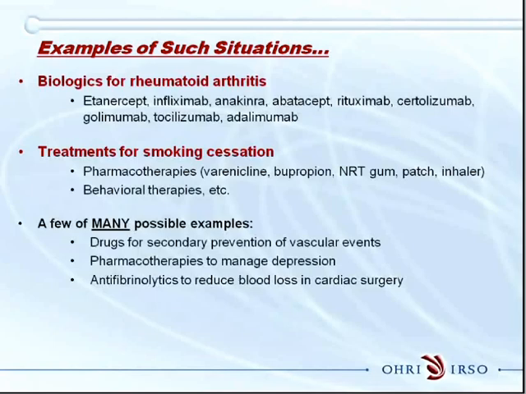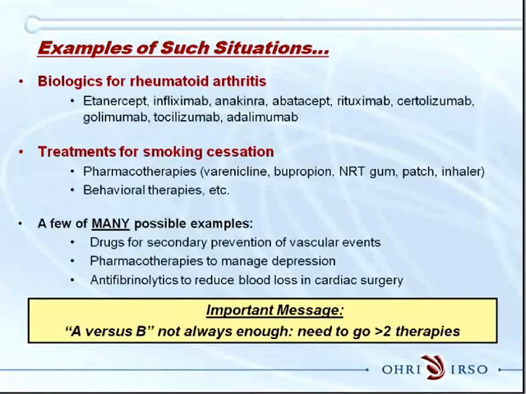The point with all of these examples is if you think back to that A versus B framework, it doesn't really seem to fit what we're dealing with here. So the point I'm making is in circumstances like these, our A versus B approach really doesn't quite fit what we're trying to do, and we need to find ways to go beyond just two treatments.